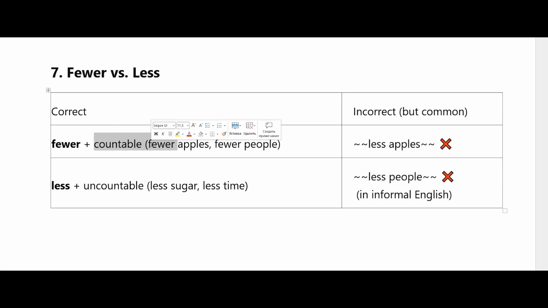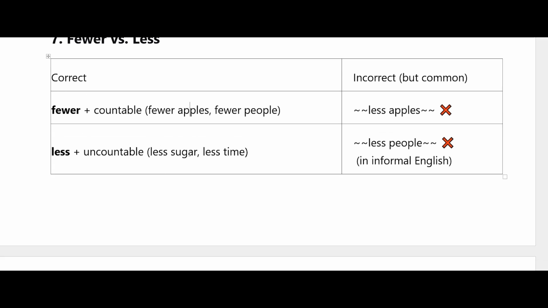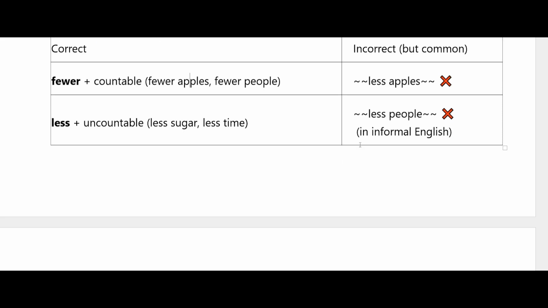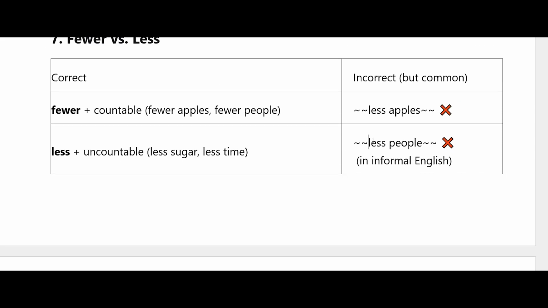Fewer plus countable. Fewer apples. Fewer people. So incorrect, less apples. Less plus uncountable. Less sugar, less time. So actually, less people is considered to be incorrect, but you can use it in informal English.